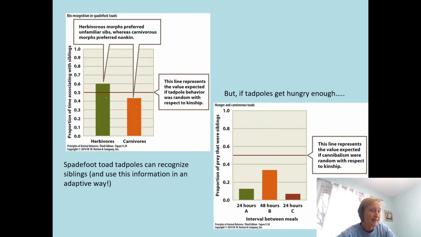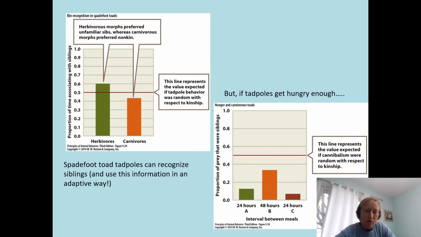Okay, so the 50% line is here. They prefer to spend their time associating with siblings. And they're not going to eat them, so that's good. Carnivorous tadpoles prefer to spend time away from their siblings. They basically are trying to avoid eating their siblings. How do they know they're siblings? They weren't even raised together. Must be some sort of pheromone.